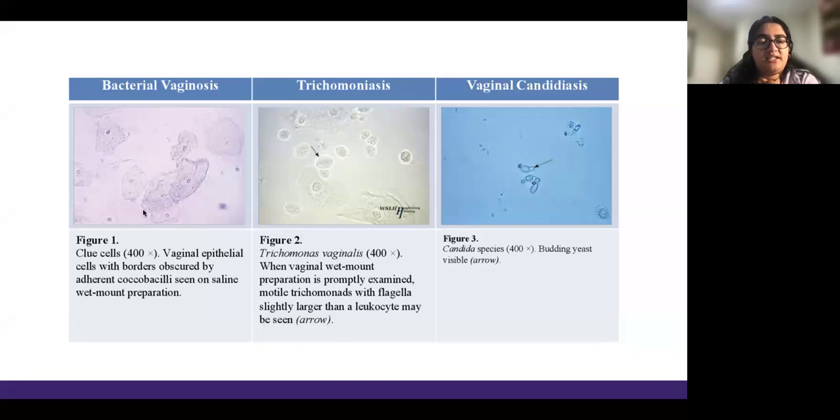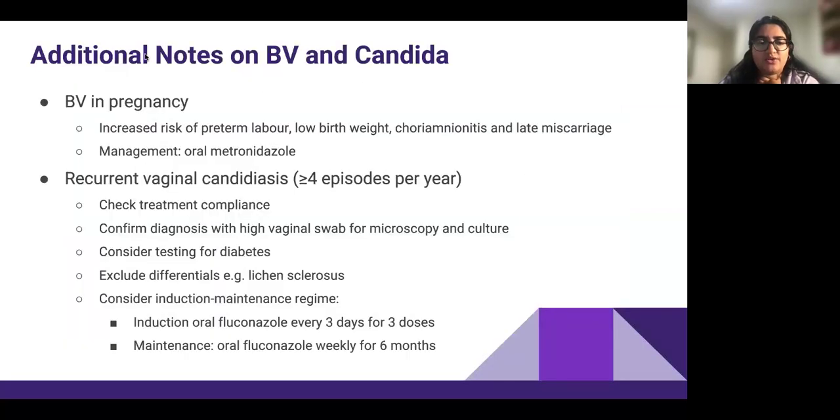So you can see on this slide the signature clue cells for BV on microscopy. This is the protozoa for Trichomonas, and this is yeast for Candida. BV during pregnancy is important to keep in mind because it can have quite a lot of implications. It can increase the risk of preterm labor. It can also increase the risk of pre-labor rupture of membranes, which obviously has its own complications. It can increase the risk of chorioamnionitis and also cause a baby with a low birth weight. Even postpartum, it can increase your risk of endometritis.